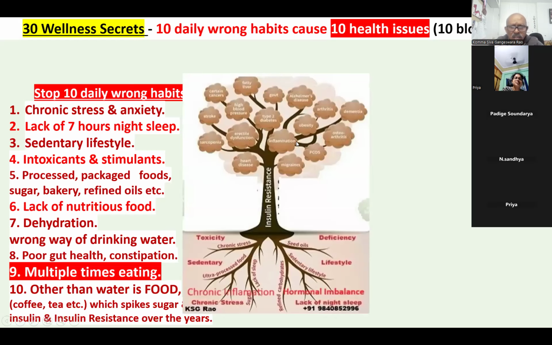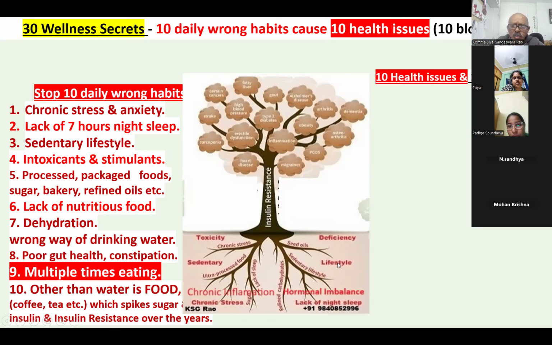Friends, look at it. This is called the insulin resistance tree. See, all these problems: toxicity, sedentary lifestyle, ultra processed foods, chronic stress, seed oils, that means refined oils, sedentary lifestyle, then high refined carbohydrates, lack of sleep. All this will cause what? Chronic inflammation in the body, hormonal imbalance. What will happen? We will see. There are 10 health issues. Do all of you know what are the 10 health issues?